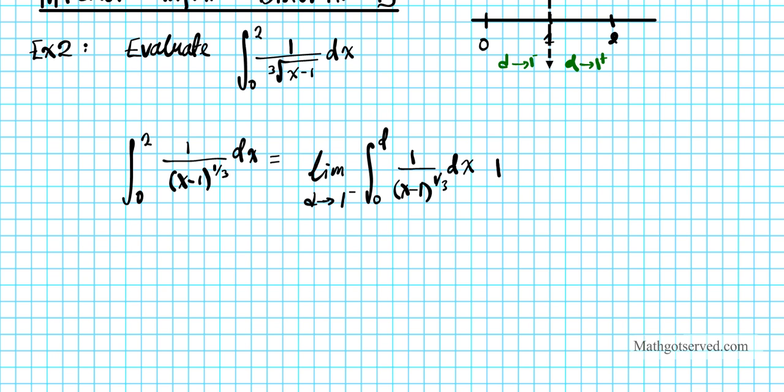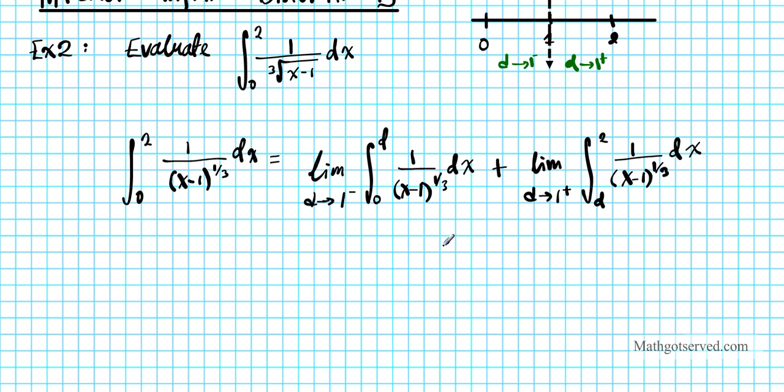Plus, now we have to do the area on the right side. So it's the limit as d approaches 1 from the right, of the integral from d all the way to 2 of 1 over x minus 1 to the 1/3 dx.